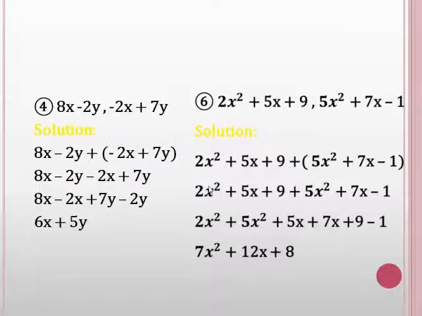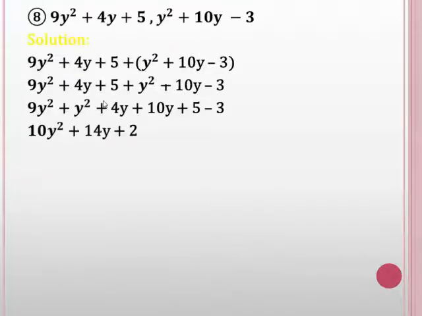Now here we separate the like terms. The first like term is the x square, so here we write 2x square plus 5x square. The second one is plus 5x plus 7x, and plus 9 minus 1. Now here we add these like terms. 2 plus 5 is 7x square. 5 plus 7 is equal to 12x, and plus 9 and minus 1 is 8. So this is the final answer.